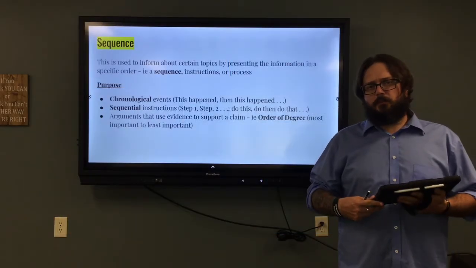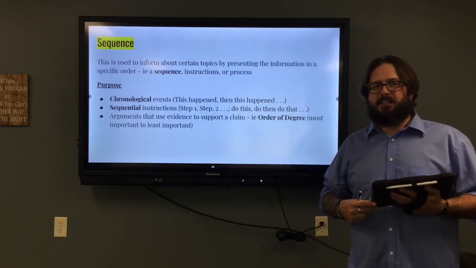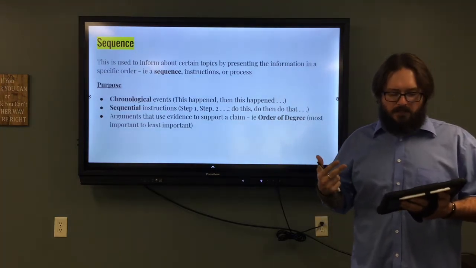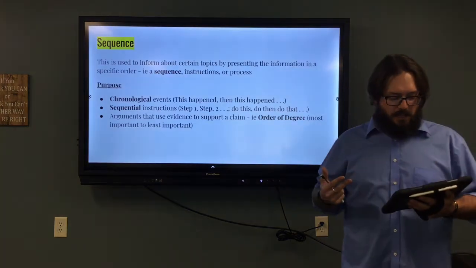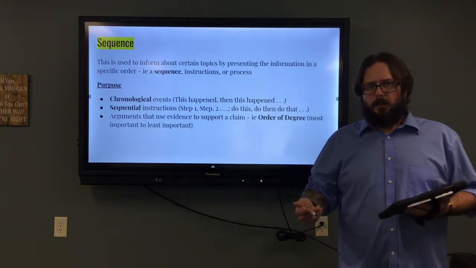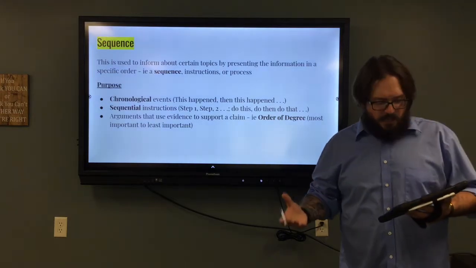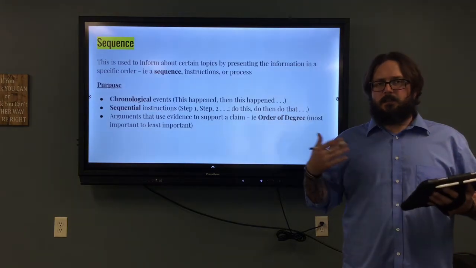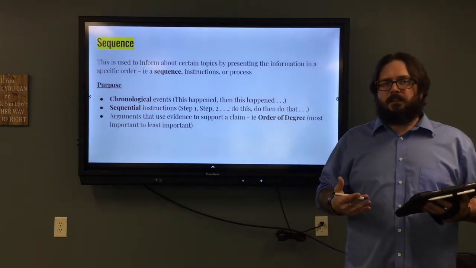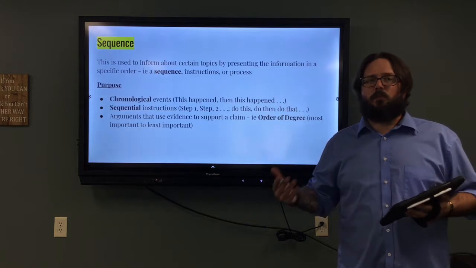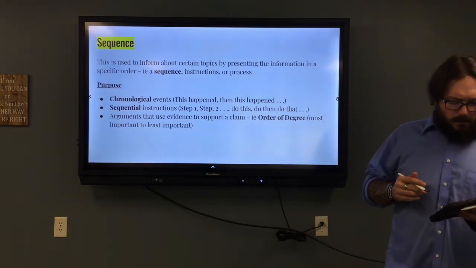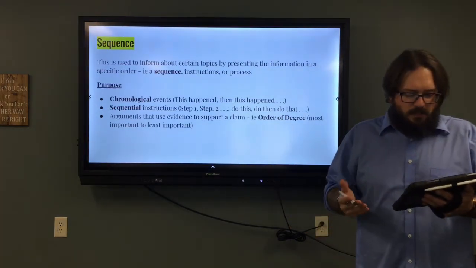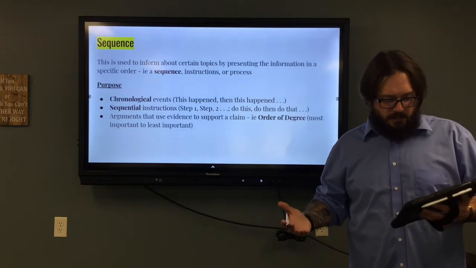The next text structure that we will examine is what is known as sequence. Sequencing is used to inform about certain topics by presenting the information in a specific order. Hence the term sequence. Typically these are used for a series of instructions or perhaps even steps within a process. So the purpose of using sequencing is to provide information based on chronological events.